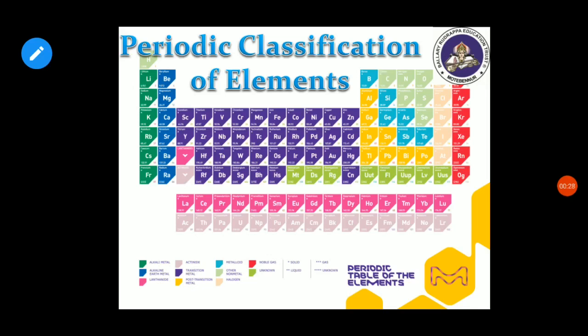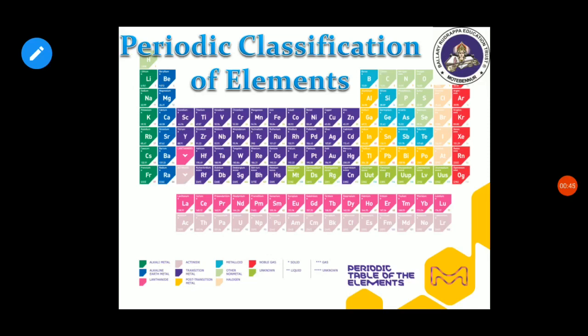In the triad, the atomic mass of the middle element is the average of the first and the third element. But he could not classify all the known elements into triads. So his proposal was rejected.